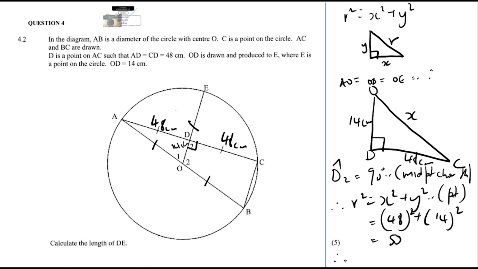Remember that we were looking for DE. It means DE will be equal to 50 minus 14, which is 36. That's how you find your value of DE.